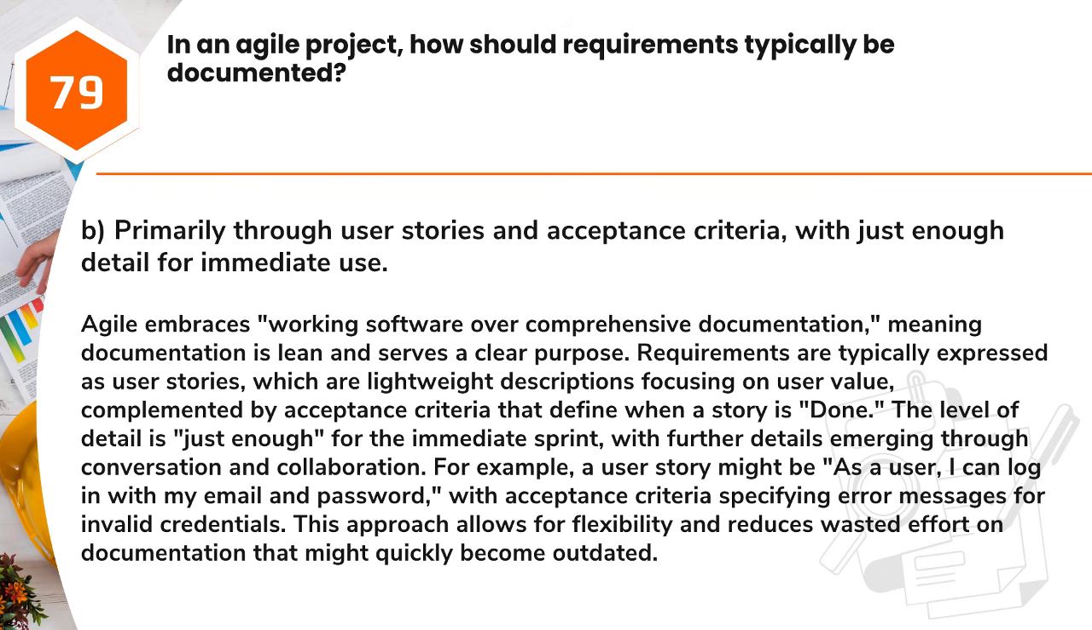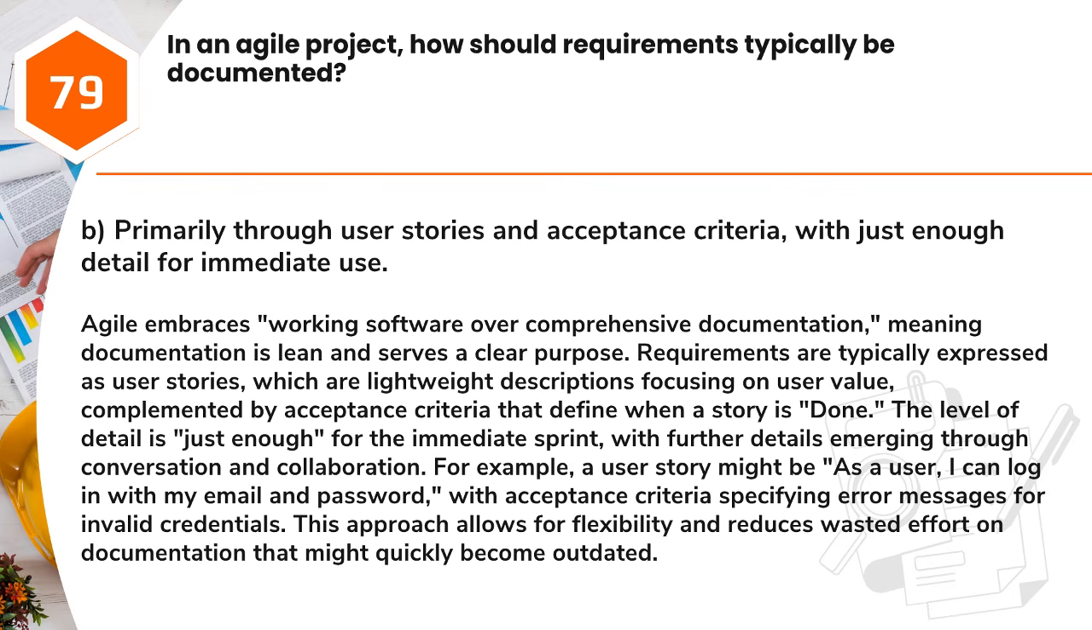Answer: B. Primarily through user stories and acceptance criteria, with just enough detail for immediate use. Agile embraces working software over comprehensive documentation, meaning documentation is lean and serves a clear purpose. Requirements are typically expressed as user stories, which are lightweight descriptions focusing on user value, complemented by acceptance criteria that define when a story is done.